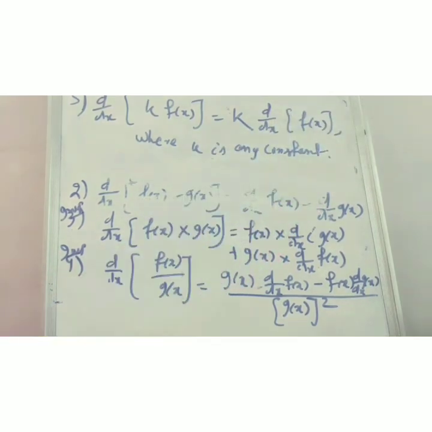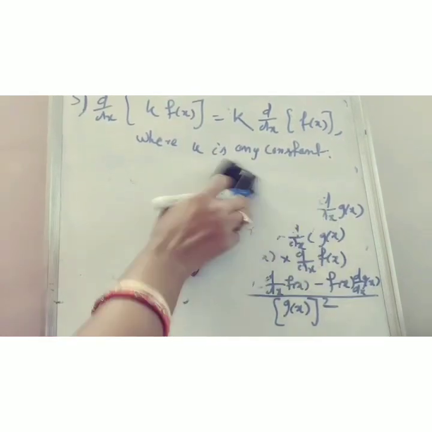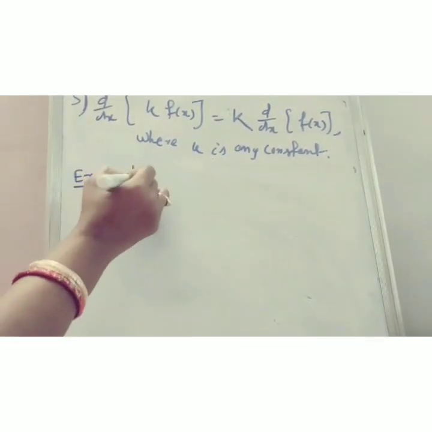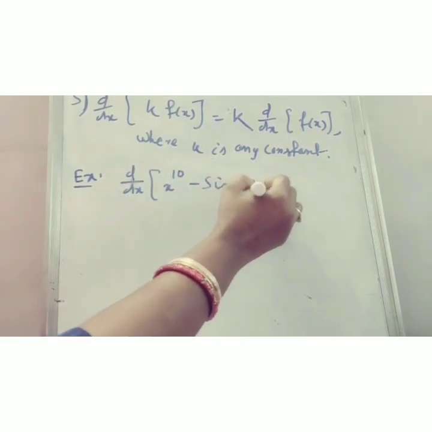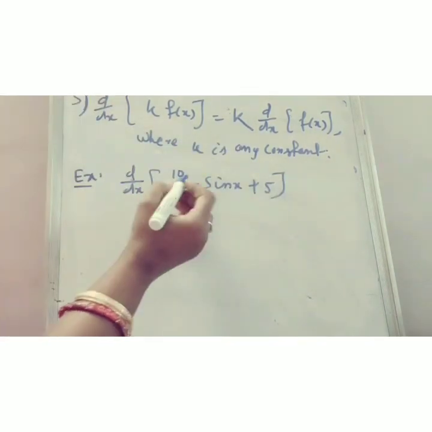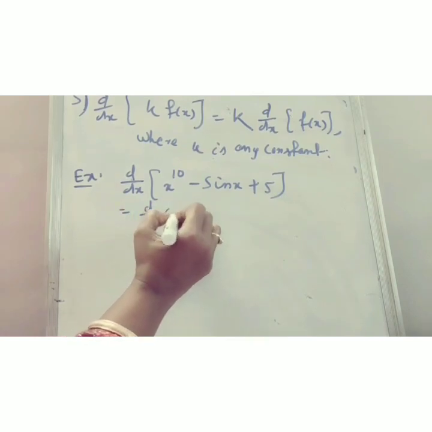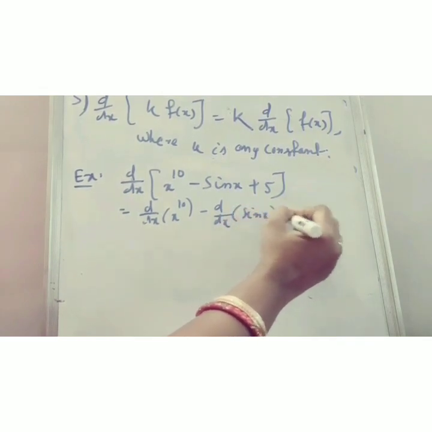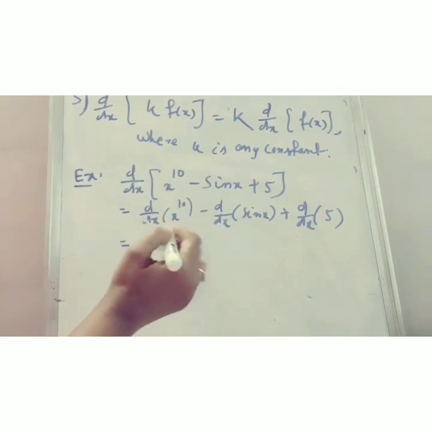Now let us do some examples. Now what is d by dx of, example, d by dx of x to the power 10 minus sin x plus 5, that is equal to, you separate the derivatives, d by dx of x to the power 10 minus d by dx of sin x plus d by dx of 5. Individual derivatives, that is equal to, you apply the formula.